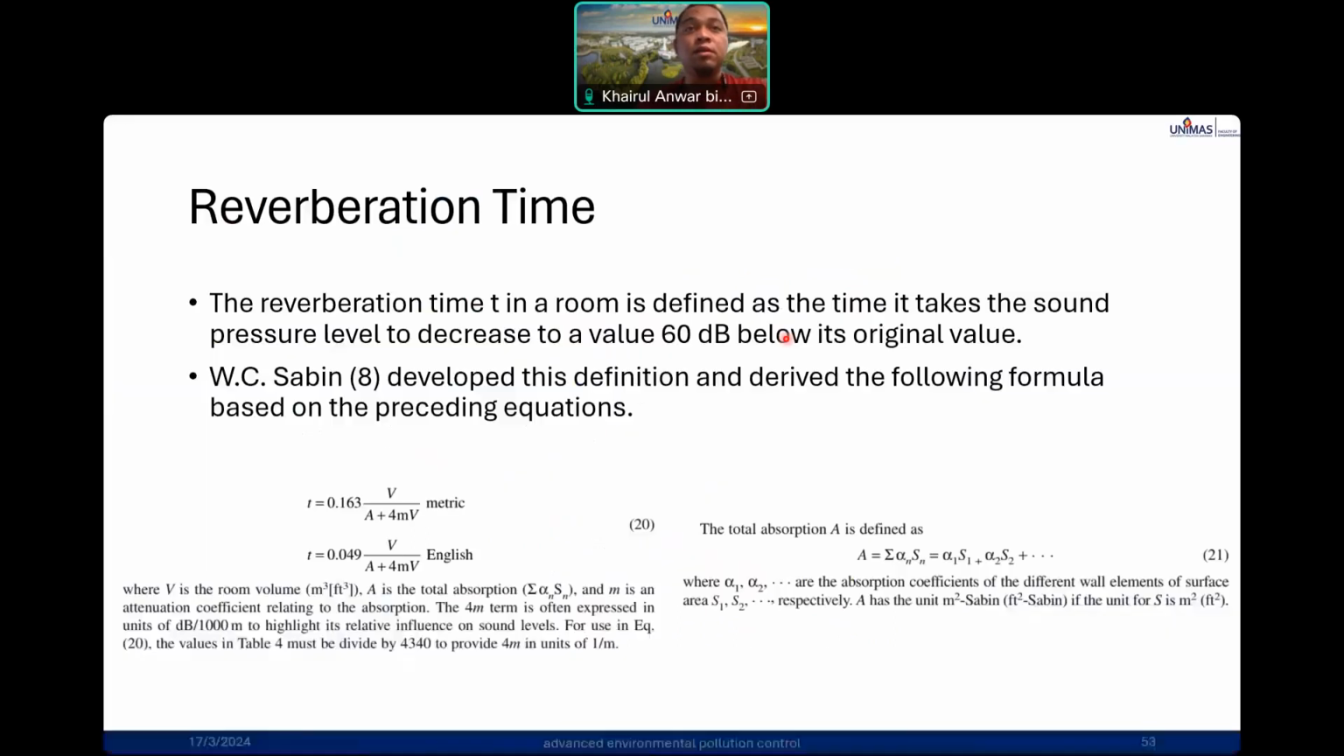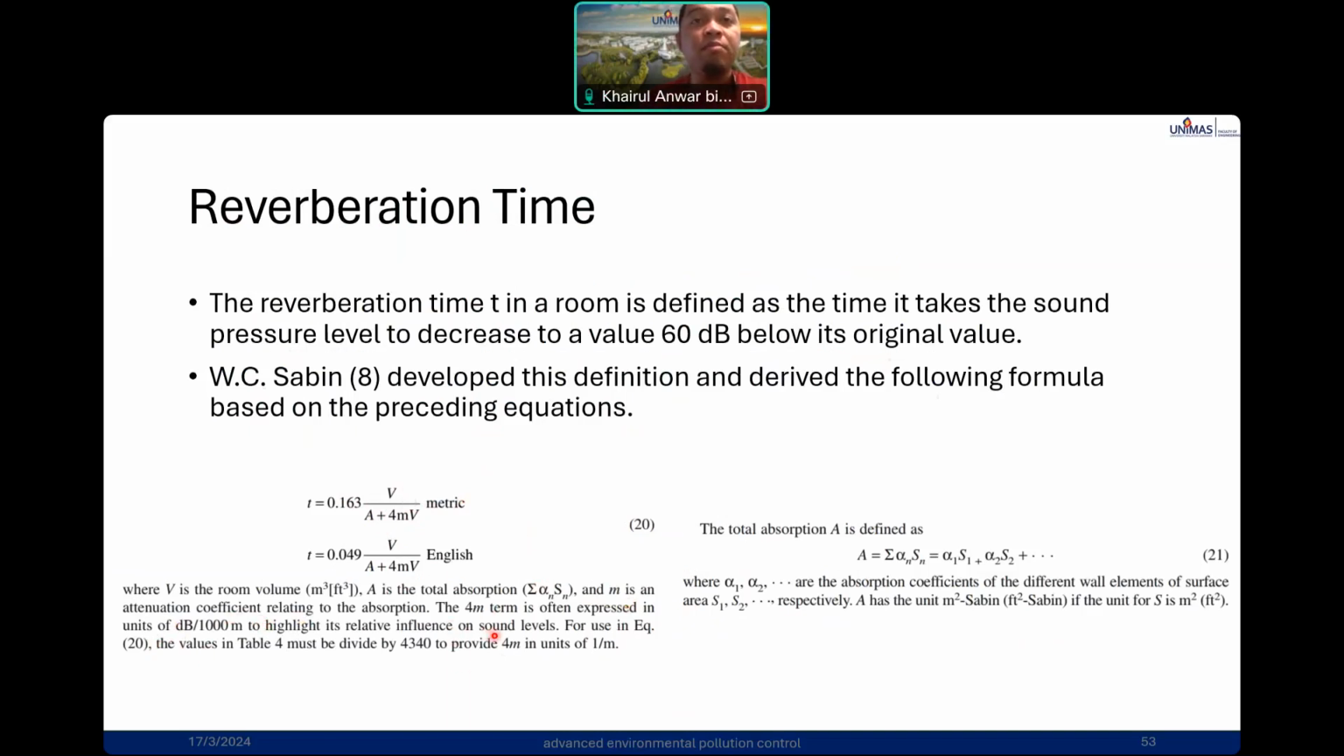So this was developed by W.C. Sabine, so at the end the unit is the Sabin. He developed this definition and drafted the following formula based on the preceding equation. In metric units, T equals 0.161 V over A, where V is the volume of the room and A is the total absorption, the sum of alpha n S n plus 4mV. m is the attenuation coefficient, and V is the total room volume.